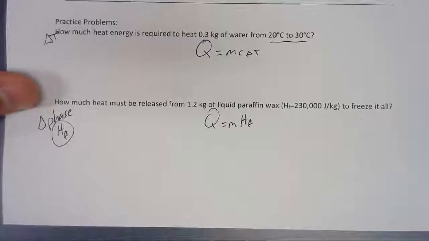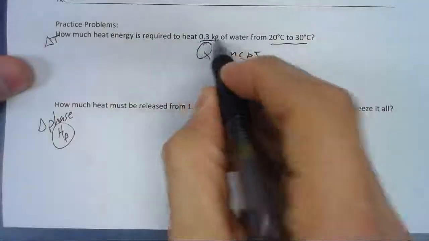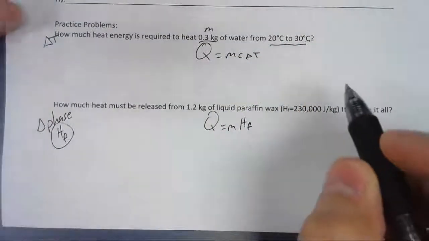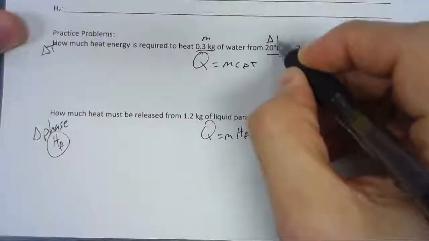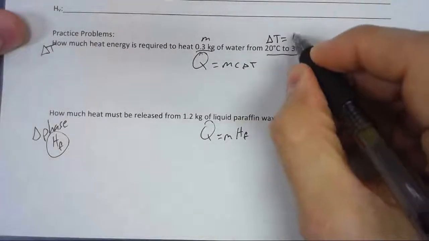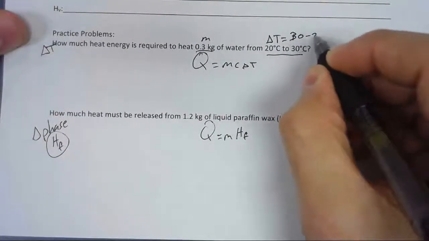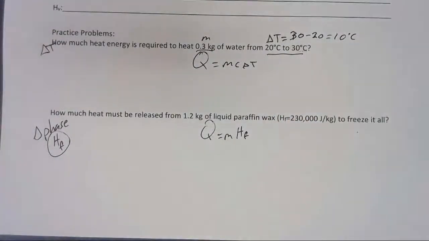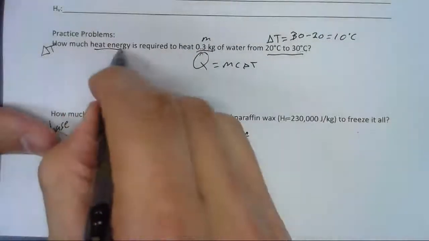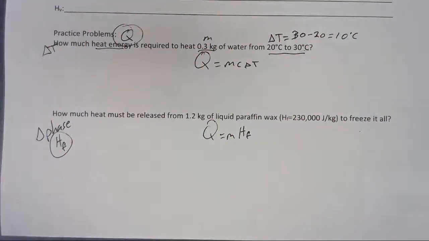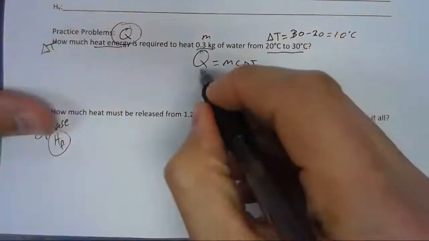So the first one, let's look at what they give us. 0.3 kilograms is the mass. 20 to 30 degrees Celsius gives us enough information to calculate the change in temperature. Remember, we need it to be positive. So this is a 10-degree change in temperature. 30 minus 20 is 10. Doesn't matter what direction it's going, up or down, just make the change in temperature positive. And then it says how much heat energy is required. Heat energy that is added or released is Q. So we can start plugging in numbers.